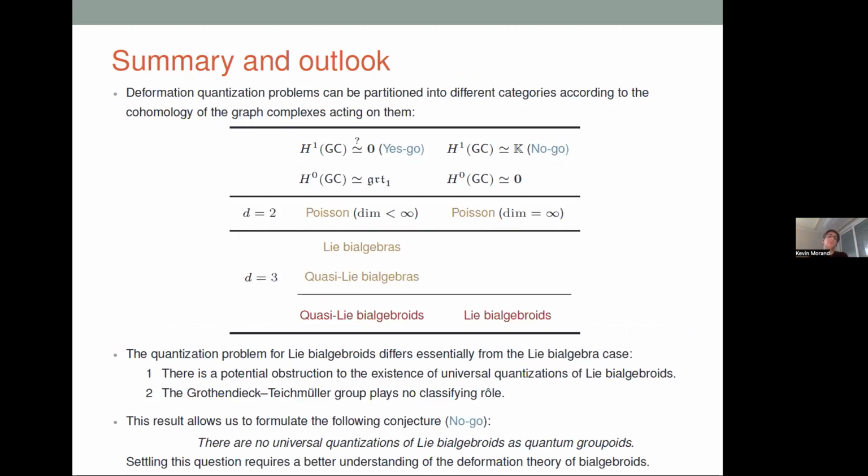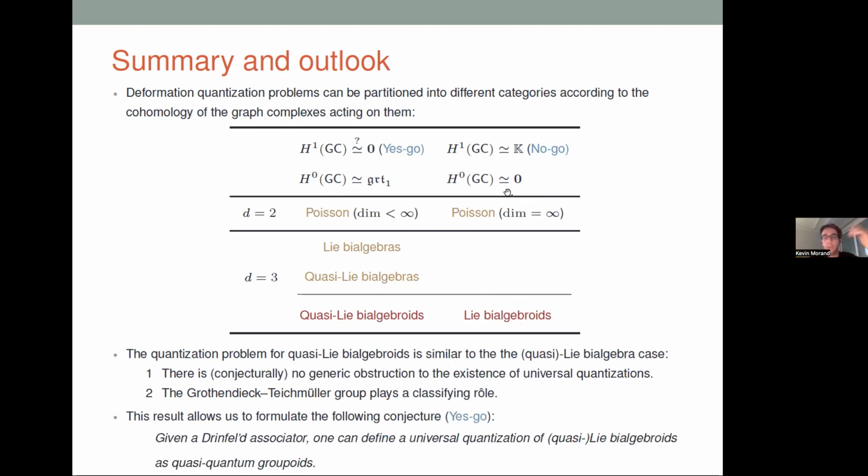Okay, let me just sum up what I just said. I think time is going up. So yeah, we can partition the deformation quantization problem into different categories: a yes-go category and a no-go category. As I argued, rather surprisingly, Lie bialgebroid belong to this no-go category. That is, there is some potential obstruction to the quantization, and also the Grothendieck-Teichmüller group plays no classifying role. So we can invert somehow the conjecture made by Xu by saying that there are no universal quantization of Lie bialgebroids as quantum groupoids.